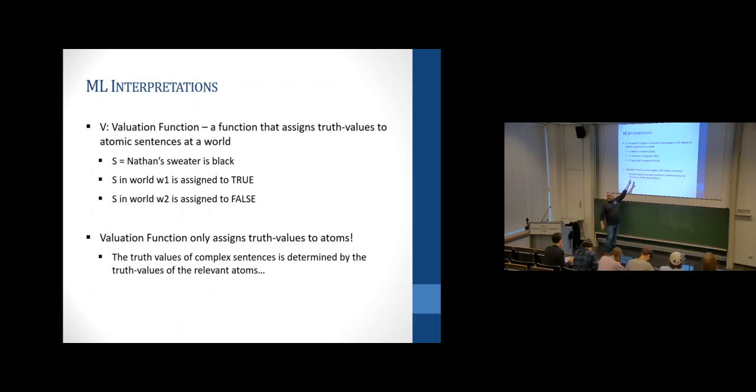Should note, in the reading, it uses ones and zeros instead of true and false. I just thought it might be a little bit easier to have it written as big true versus big false. But it could be ones and zeros. It doesn't really matter. So a valuation function, again, assigns truth values to atomic sentences at a world. Note, it only assigns truth values to atoms. This is why it's valuations, right? It's just like what we did way back with truth tables. We're saying, hey, at this world, these atoms are true and these atoms are false.